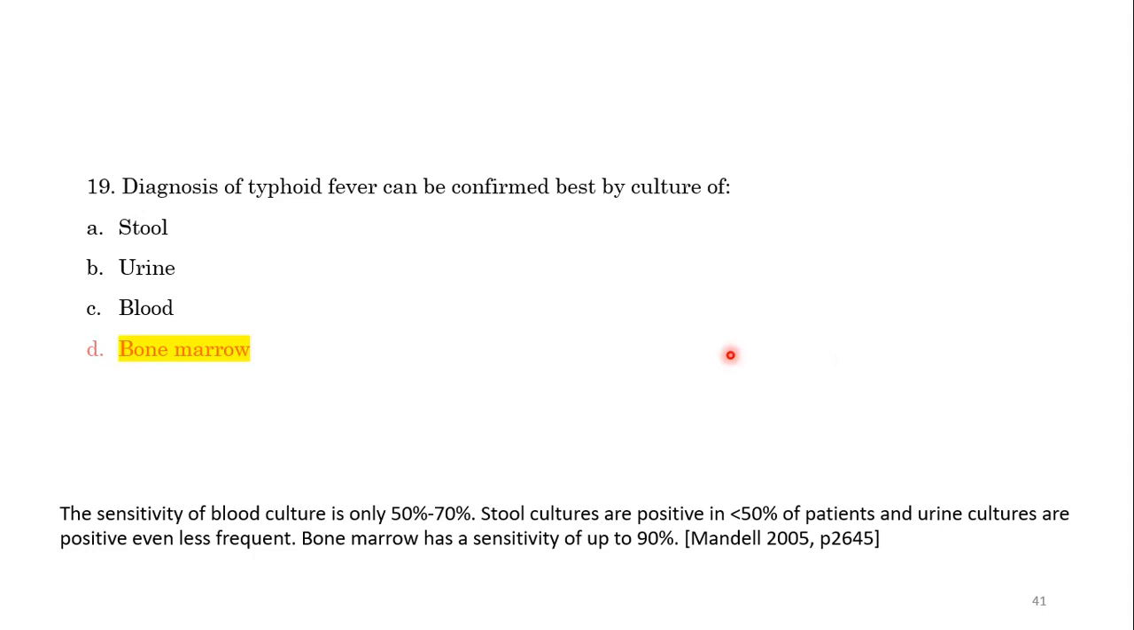If you notice, all of the choices are actually acceptable to recover Salmonella. However, what is being asked here is the best. What is the best or the most sensitive among all the specimens which are acceptable for the diagnosis of typhoid fever? And that would be bone marrow. According to our reference book, it has 90% sensitivity among all the specimens. If bone marrow is the most sensitive, urine, on the other hand, is the least sensitive. So number 19, the correct answer is bone marrow.